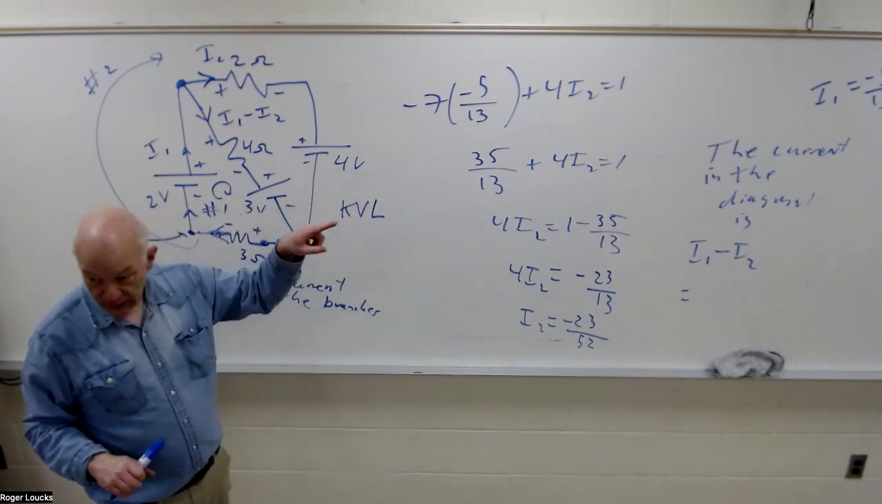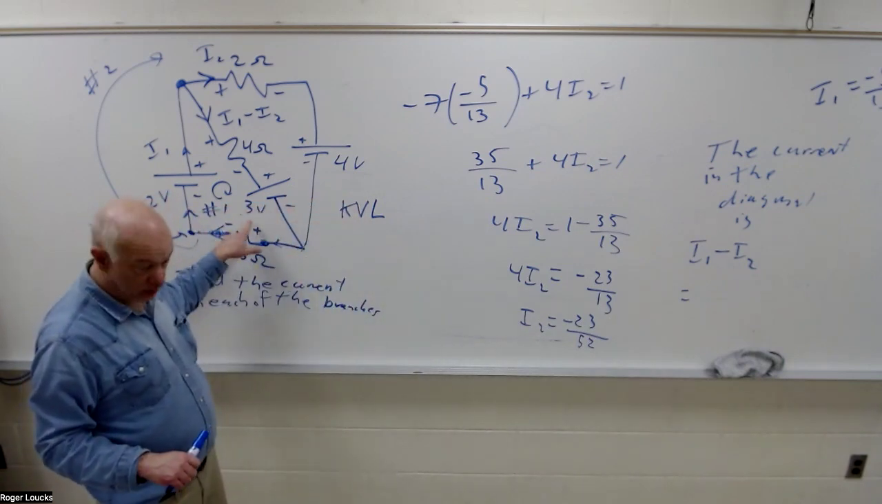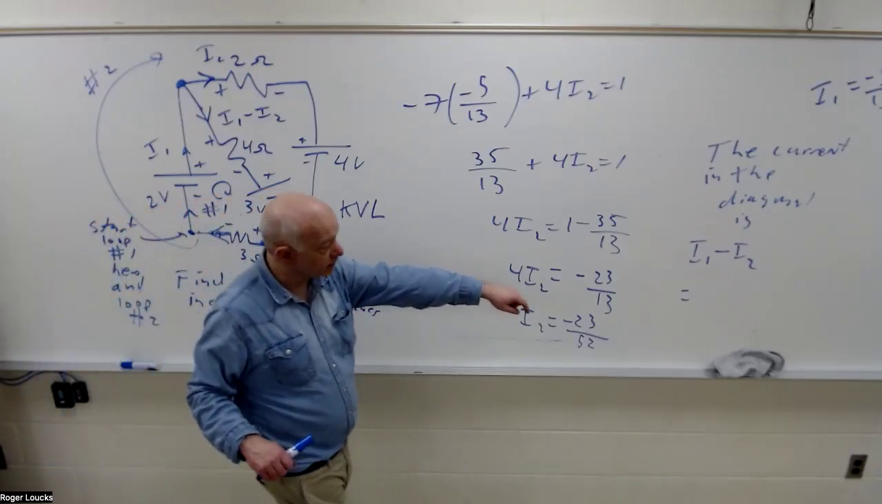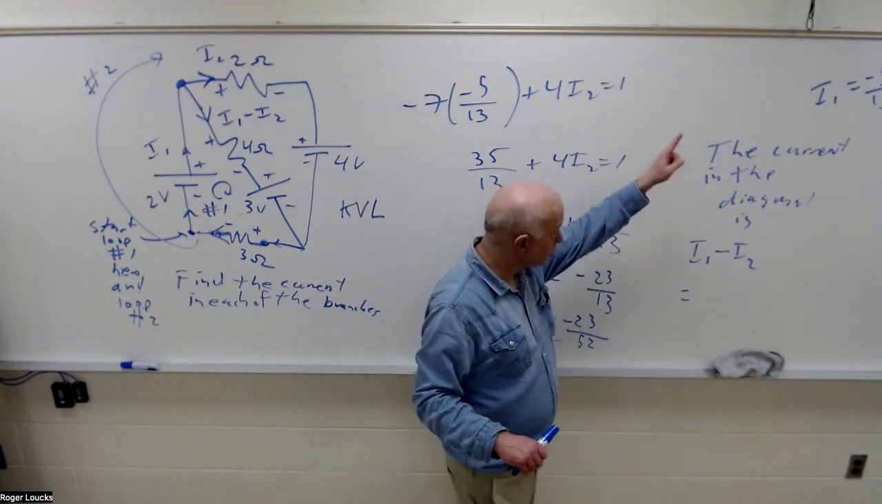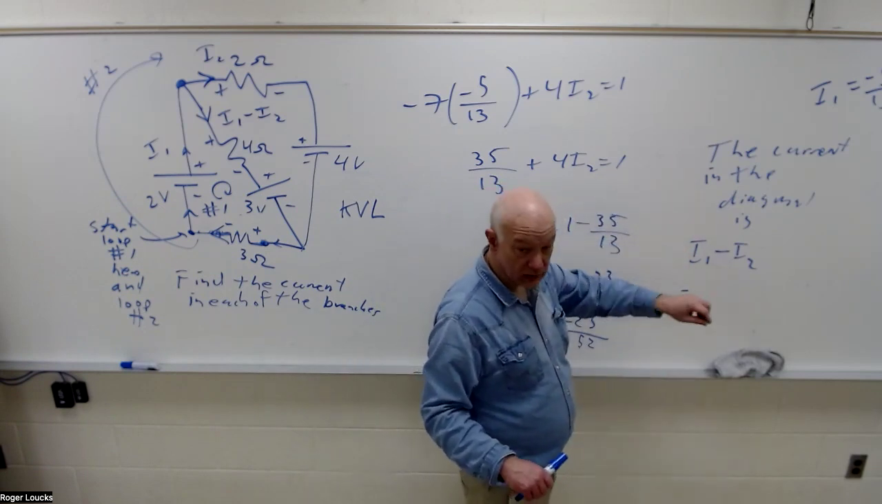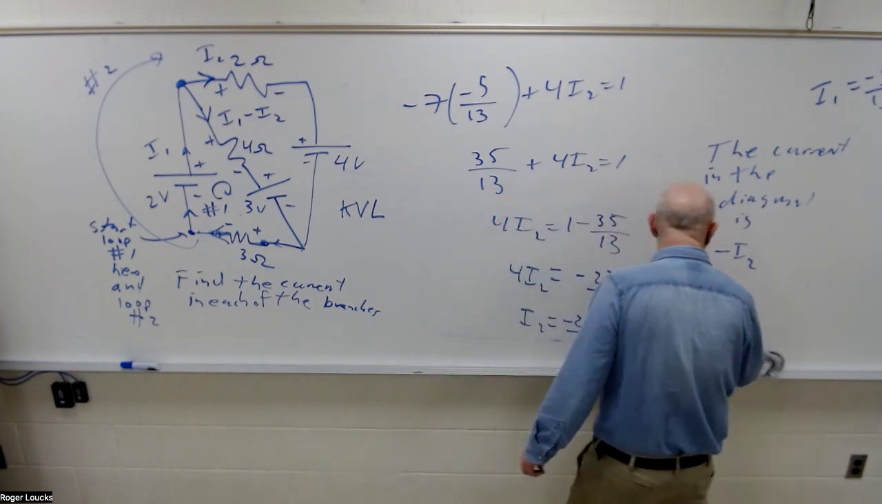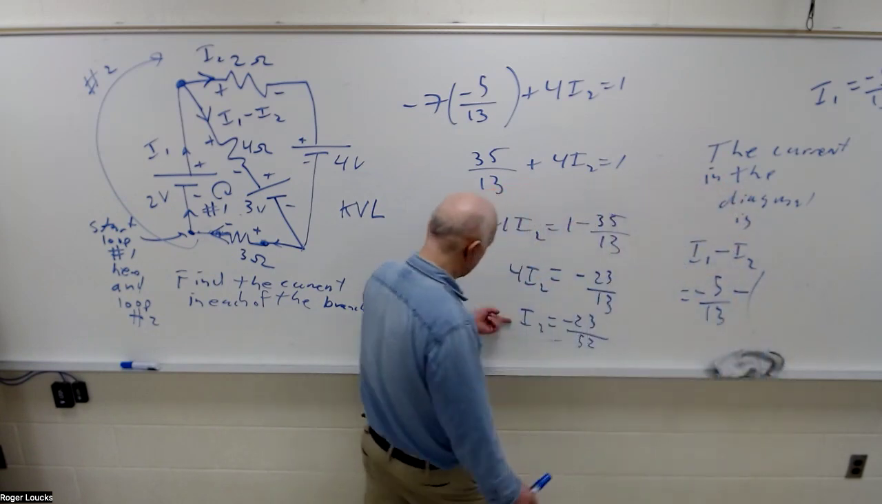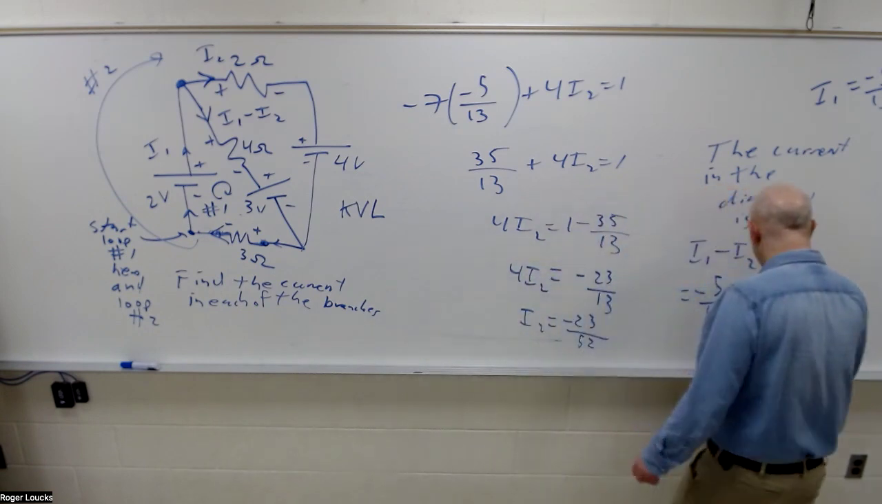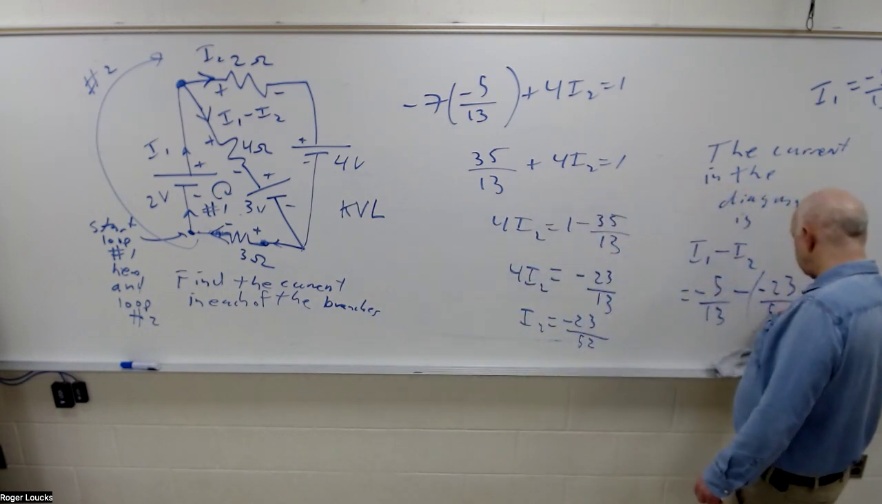Don't change those signs because we set it up like this. So this equation is perfectly fine, even though our currents are wrong here. So when we put in the numbers here, don't make this a positive 5 over 13. Leave it as a minus. It's going to be minus 5 over 13 minus, and then what is your I2? I2 is, again, we guessed wrong, minus 23 over 52.